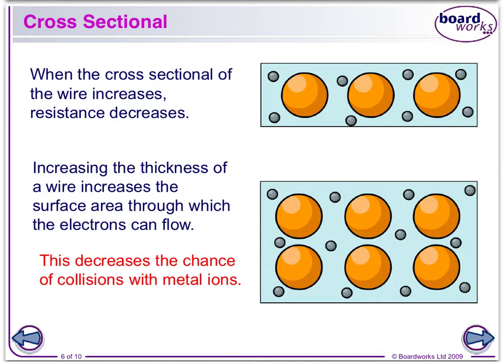Cross-sectional area is another geometric effect, but it's a different thing. When the cross-sectional area increases, the resistance of the wire decreases. And you can also think of this in terms of our equation, if A is going down, resistance is going to go up. This happens because when you have more area to travel through, you have less of a chance of colliding with the metal ions, so you will flow more easily.